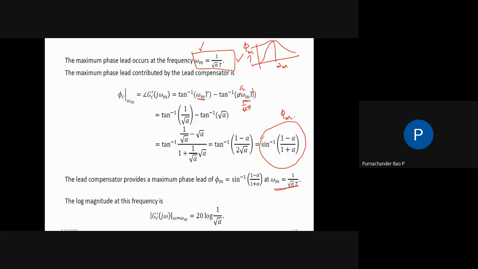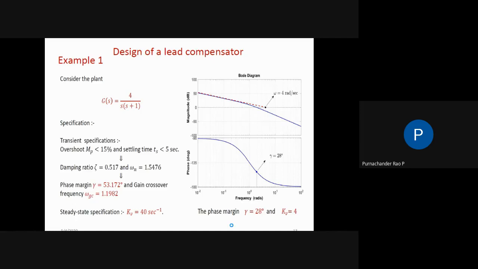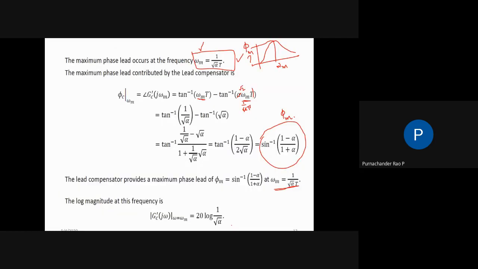And therefore, at this instant, the log magnitude at this frequency, omega equal to omega m, is given by 20 log of 1 by root alpha. So this is the net decibel magnitude at this maximum phase lead frequency. So this is about the lead compensator.